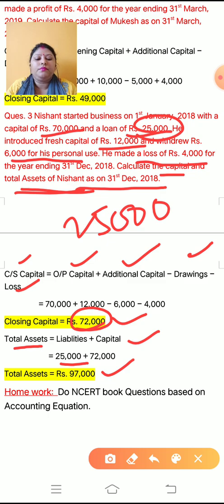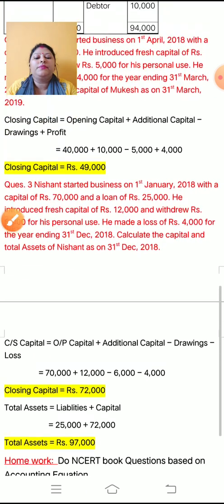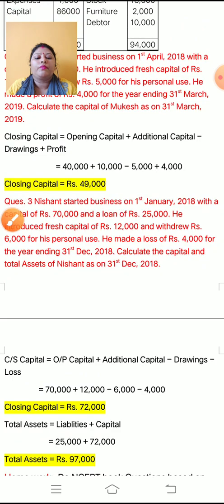97,000. This is the total asset value 97,000. So children, I hope you all have understood the accounting equation, how you have to find out balance sheet, and these questions in which you have to find out closing capital.